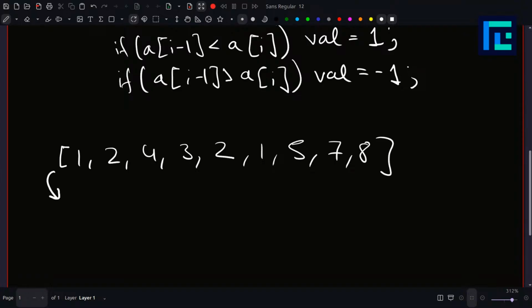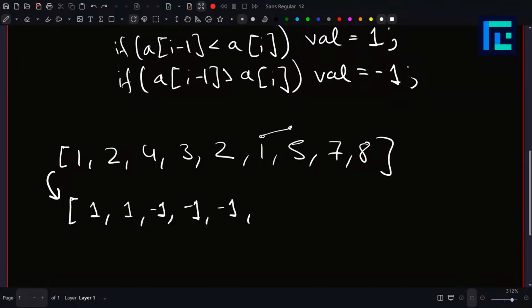Now for this, as you can see here, there is an increase, so this will be a +1. Similarly, here this is an increase, so this will be a +1. Now here there's a decrease, so this will be a -1. Here again there's a decrease, so it's a -1, right? And here again there's a decrease, so it's a -1, and so on and so forth.